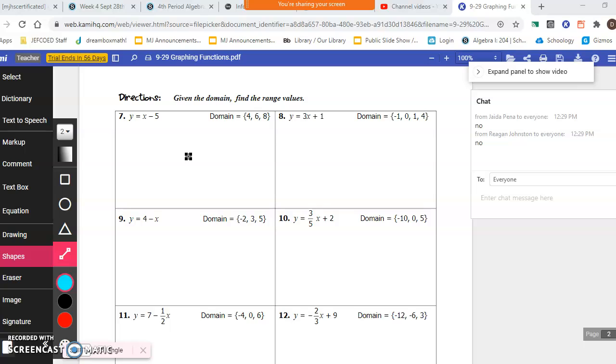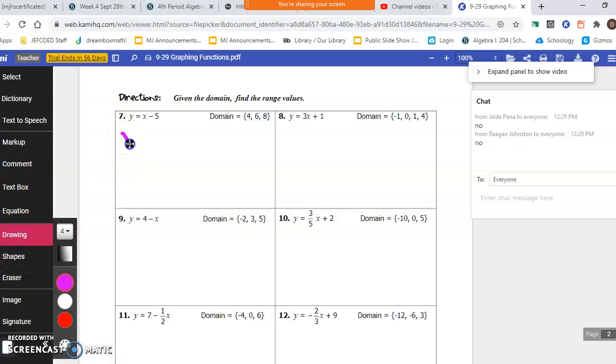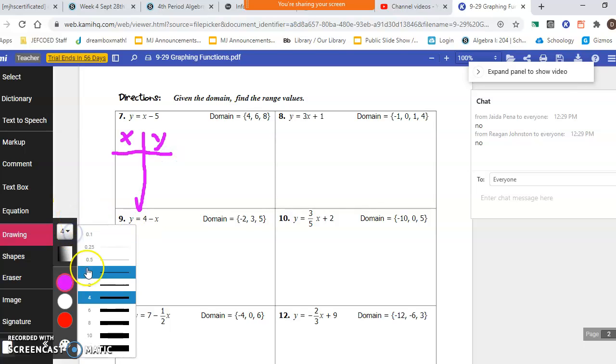Directions: given the domain, we're going to find the range values. So it's given us an equation, y equals x minus 5, or a function. It's given us our domain, which is our x values. We're simply going to create a small function table right here. So we have my y values and my x values right there. I'll change my tool real quick.